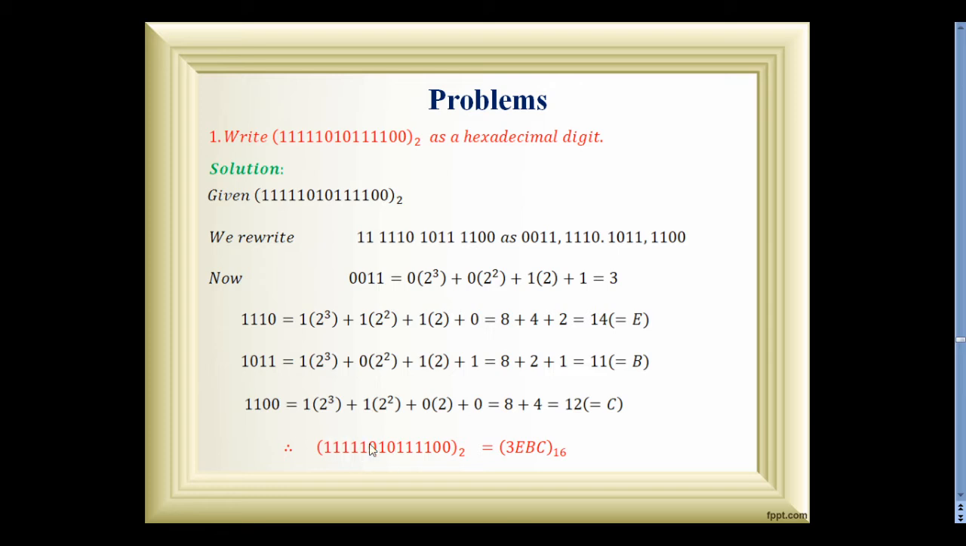So finally this given binary number has been converted into a hexadecimal number, that is base 16. We have to write this one. From here you should start. First you should write 3. Then the second term is E, which we have named. The third term is B, and then C. So 3 E B C base 16. This is a hexadecimal number we have converted by grouping into 4 bits in a group.